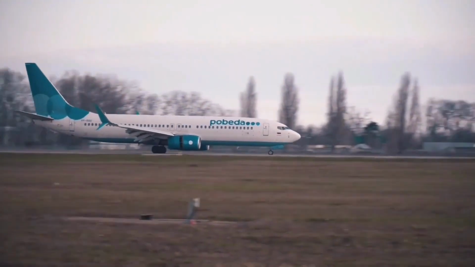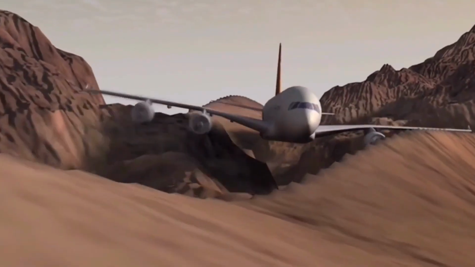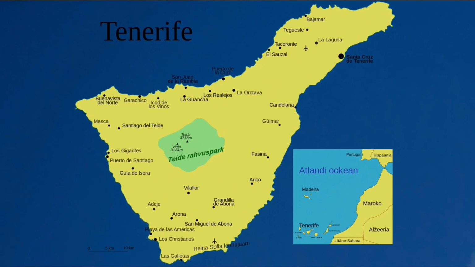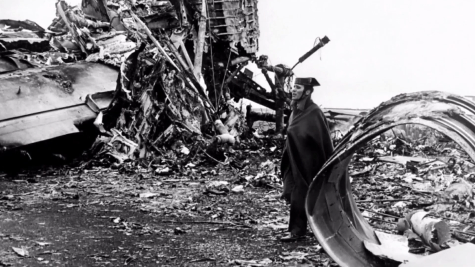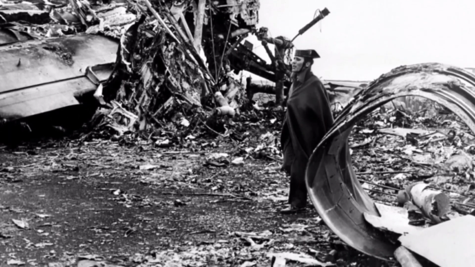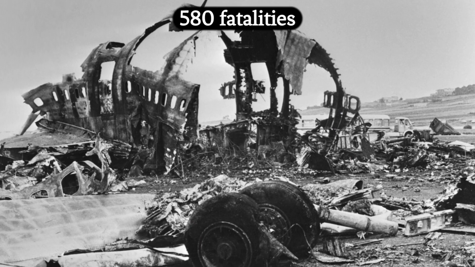A poorly calculated touchdown can lead to severe accidents. On the 27th of March 1977, the Tenerife airport disaster unfolded on the Spanish island of Tenerife. Two Boeing 747 jumbo jets, operated by KLM and Pan American World Airways, collided on the runway in dense fog. It claimed over 580 innocent lives.